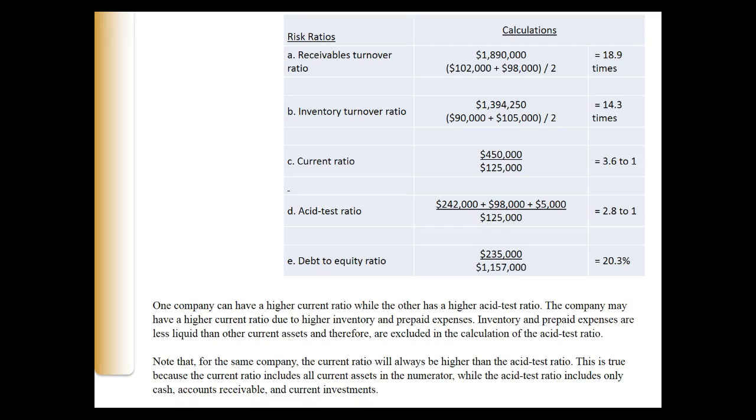As you see, one company can have a higher current ratio while the other has a higher asset test ratio. The company could have a higher current ratio due to higher inventory and prepaid expenses. Inventory and prepaid expenses are not as liquid as other current assets. So when we're dealing with the asset test ratio, we leave those out.